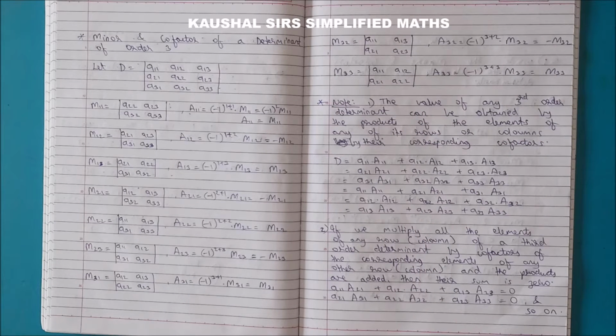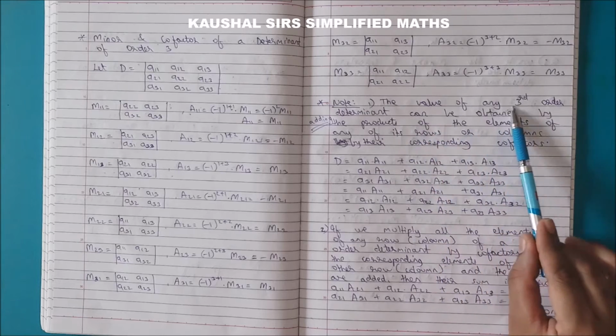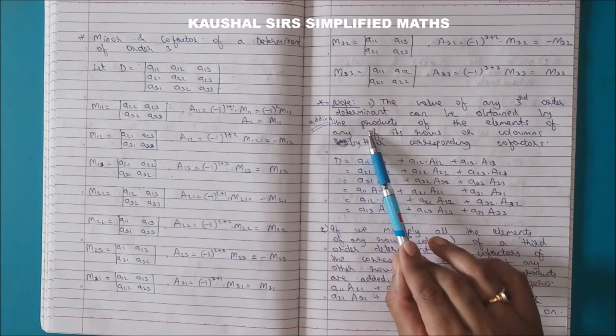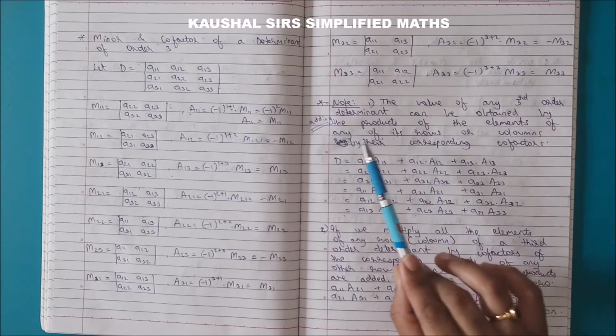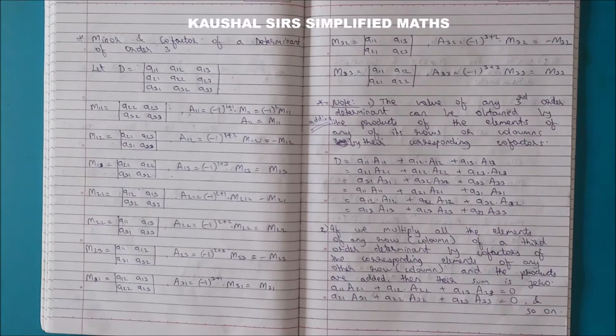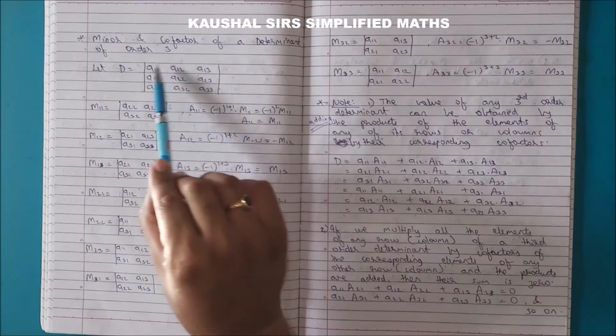Moving to 2 important points which you need to understand. Coming to the first point: the value of any third order determinant can be obtained by adding the products of the elements of any row or column by their corresponding cofactors. Means students, consider any one row or any one column. For example, we are considering the first row.